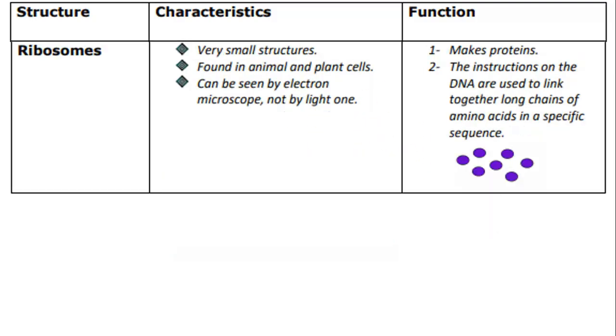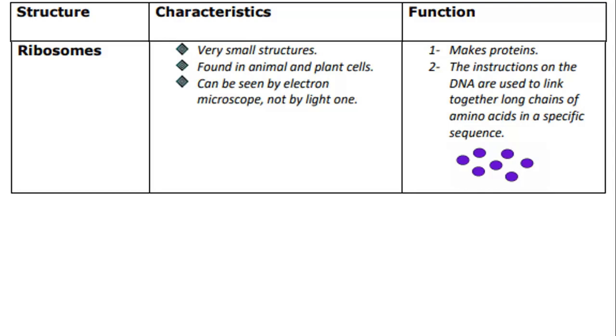Next, we are going to talk about ribosomes. Ribosomes are very tiny structures, so accordingly, they will be seen only under an electron microscope. They are found in both animal and plant cells. They are the place where proteins are made. Also, they get their instructions for this process, of course, from the DNA.